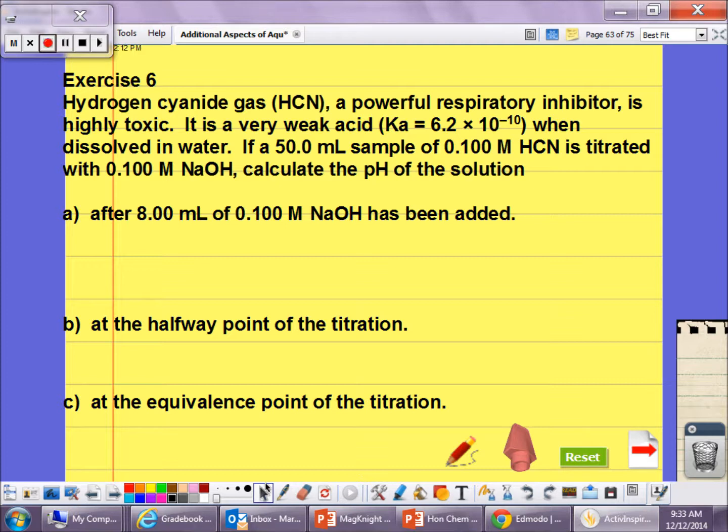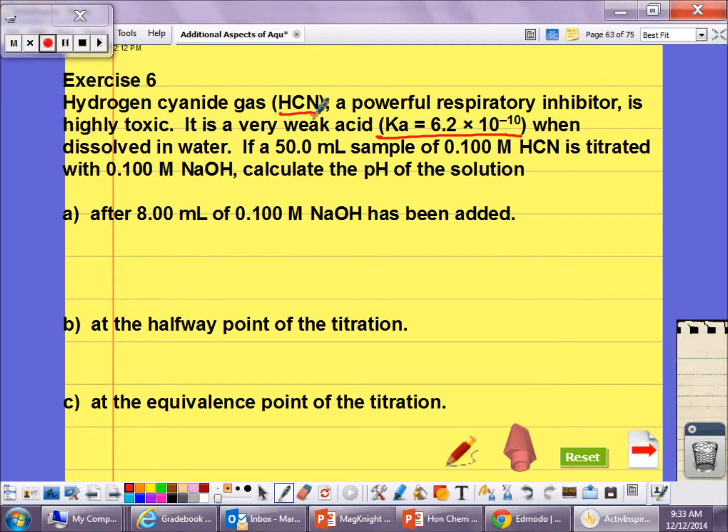Hydrocyanic acid, HCN. It is a very weak acid. They gave me the Ka. If they give you a strong acid and strong base, it is not too bad. But here we have a weak acid with the Ka. This is my acid.